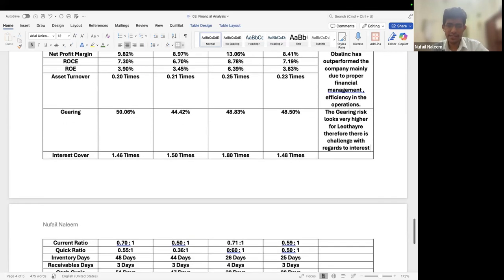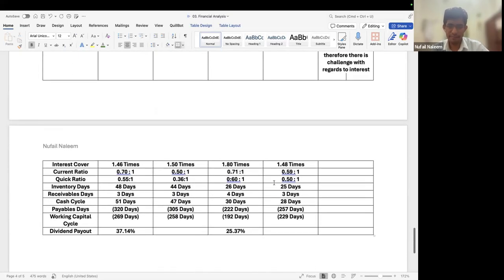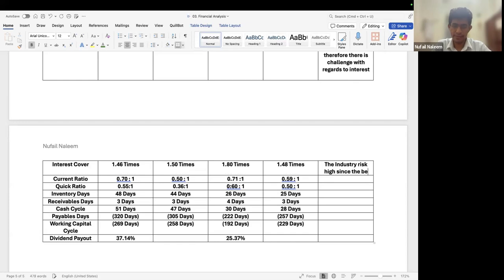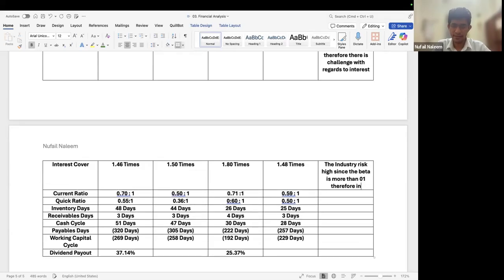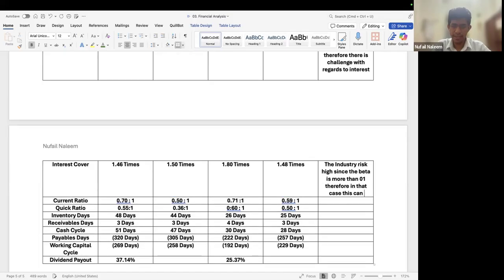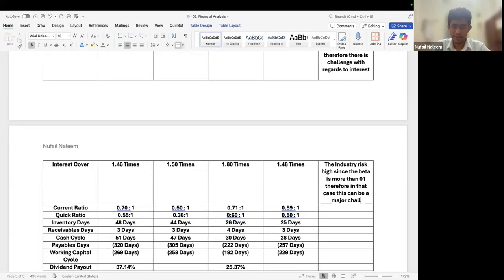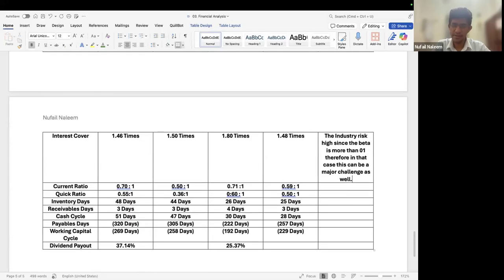Now, why I'm saying interest is a challenge is, look at the interest cover ratio, students, just for your understanding. It's only 1.46 times. If something happens to our organizational revenue, if there's a decline in the revenue, eventually the interest cover will become less. That means you will not have the capacity to pay the interest on time. So I'll write down here, the industry risk is high, since the beta is more than one, students. That is very, very clear. Therefore, this can be a major challenge. So that is one thing to consider.